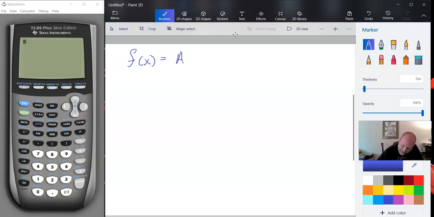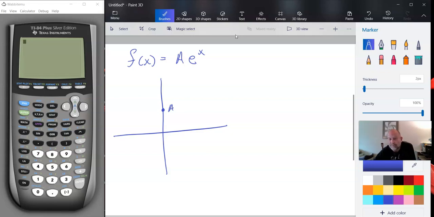Let's put a coefficient out in front. A times e to the x, since our variable is x over there in the function. Right, a times e to the x. So again, it still has the same shape. What's kind of nice about this is, if you make x 0, e to the 0 is still 1, which means that the y-intercept is at a.